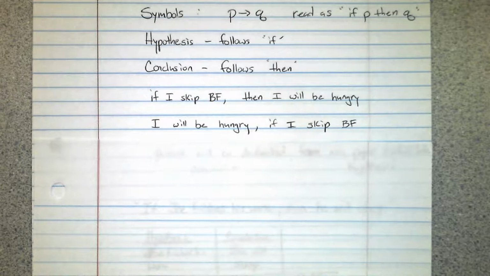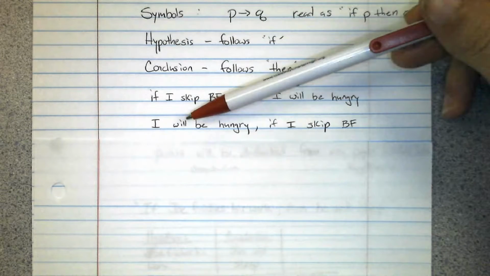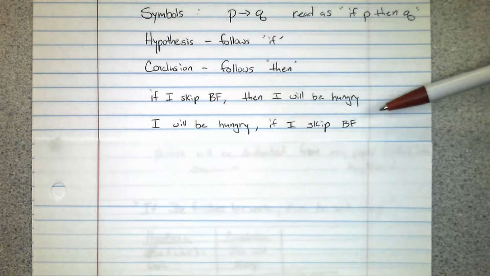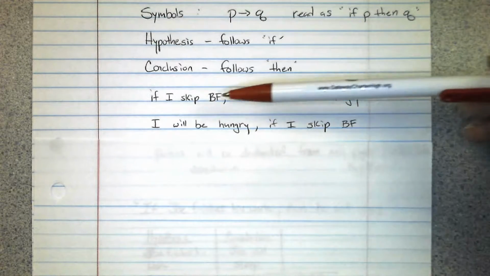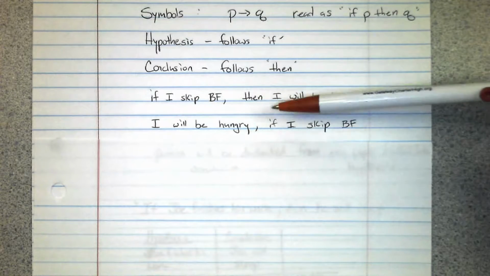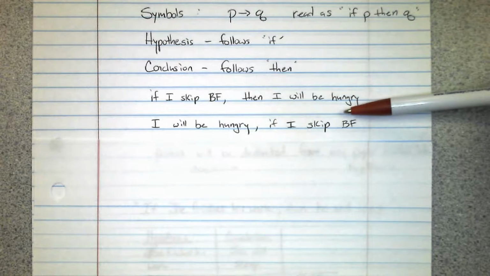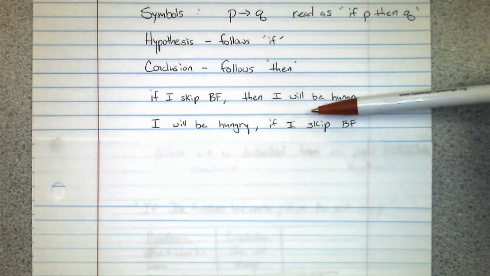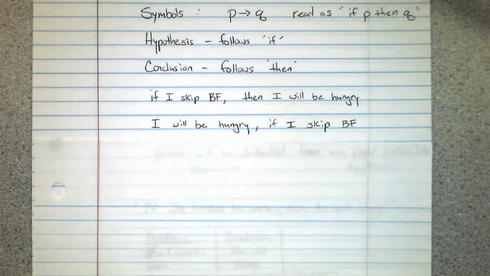Now, the statements can be said front to back or back to front. For example, if I skip breakfast, then I will be hungry. I will be hungry if I skip breakfast. Something I want you to notice on these two statements: I have the word if in both statements, but I do not have the word then. If the hypothesis is at the end, we have if there, but if the conclusion is in front, we don't start a sentence with then. So just be cognizant of that. You may or may not have the words if or then.